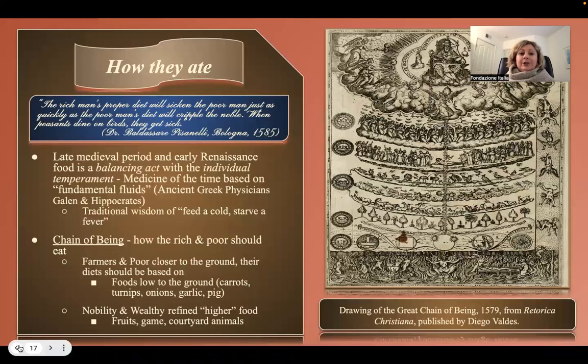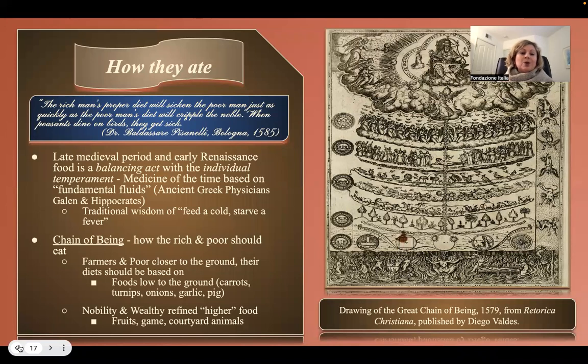Well, in the late medieval period and early Renaissance, food is also a balancing act with the individual temperament, something left over that will be carried on almost until modern medicine. This idea of a balancing act comes from ancient Greek medicine, and from the physician Galen, who, according to the belief of medicine at the time, held that health was related to a balancing of our fundamental fluids. And so these were also translated in eating, because eating could potentially alter this balance.